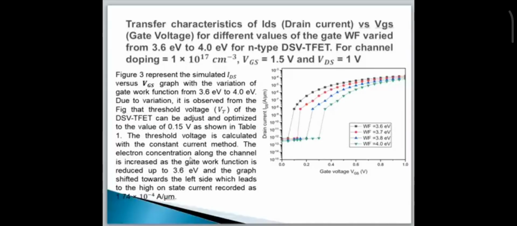The electron concentration along the channel is increased as the gate work function is reduced up to 3.6 electron volt. This will help to increase the on current. And the graph shifted toward the left side, which leads to the high on-state current recorded as 1.74 × 10^-4 ampere per micrometer.